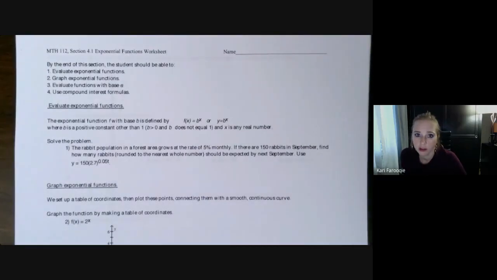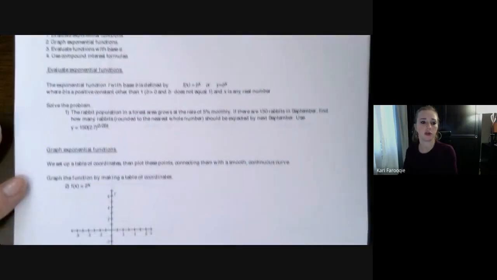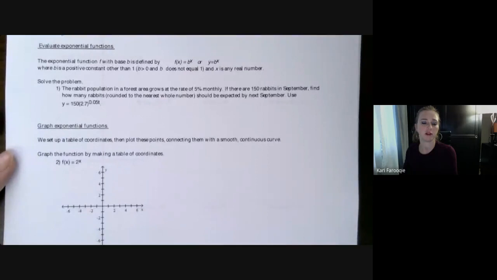We're going to evaluate them and graph them today, mostly. So the exponential function f with base b is defined by f of x equals b to the x, or y equals b to the x. Now, the difference here, you might be thinking, okay, how is this different than what we've talked about so far? Well, the big difference is that b is a positive constant other than 1, so b is greater than 0, does not equal 1, and x is any real number.